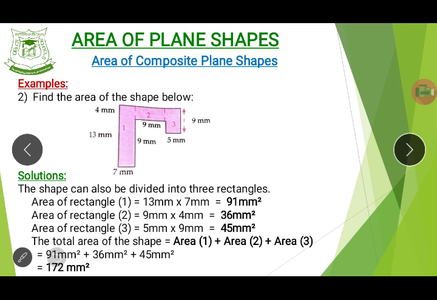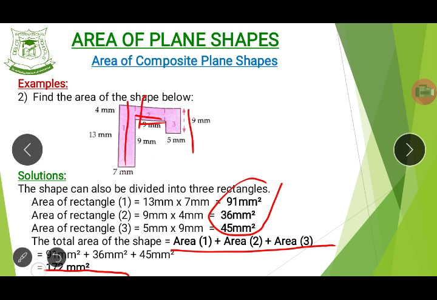So look at this now. There are three rectangles. The one with length of 13 millimeters and the breadth of 7 millimeters. And then the next one is this one, of breadth of 4 millimeters and length of 9 millimeters, right? And then the third one is this one, length of 9 millimeters and breadth of 5 millimeters. Okay, so their areas are what we calculated here, and when you add all the three areas, you have 172 millimeters squared. That is the area of the total shape you can see there.